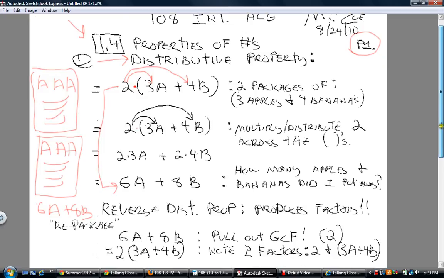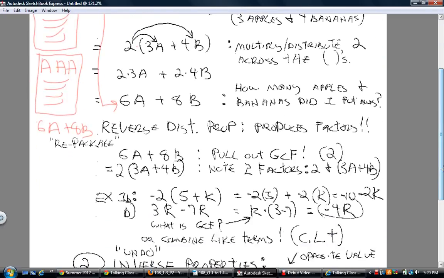That leads us into what I call the reverse distributive property. We're going to do this when we get into chapters 5 and 6 down the road. You did this in 025. It's called factoring. Now, I don't want to jump the gun and go crazy with it, but it's going in a reverse direction of the distributive property. So here's the answer, 6a plus 8b.